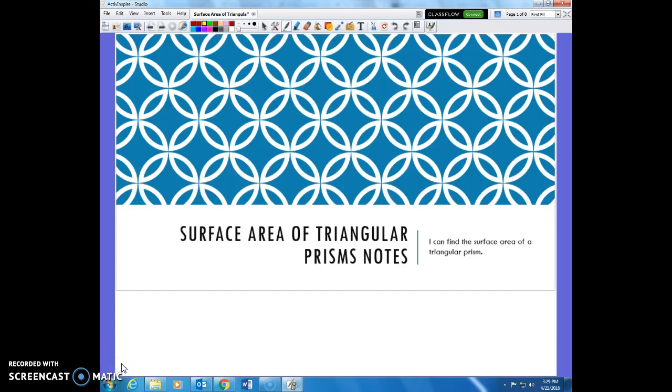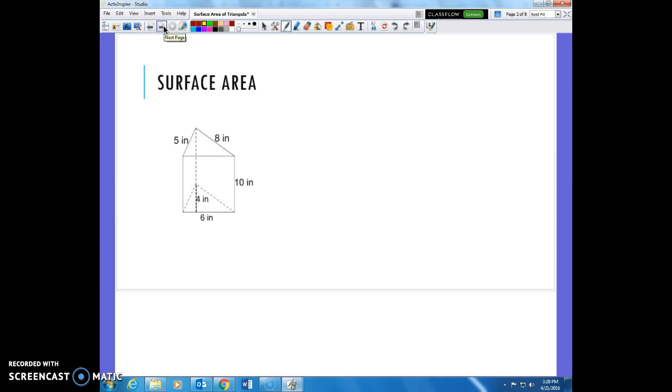Today we're going to talk about surface area. And surface area is exactly what it sounds like. It's just the area of any shape on the surface of the prism. And so what I need to do is identify each of the shapes that I have on my prism. The first thing I notice is that this is a triangular prism.